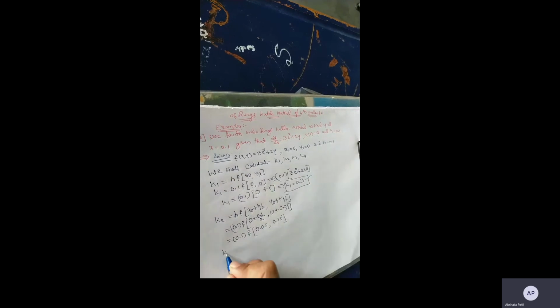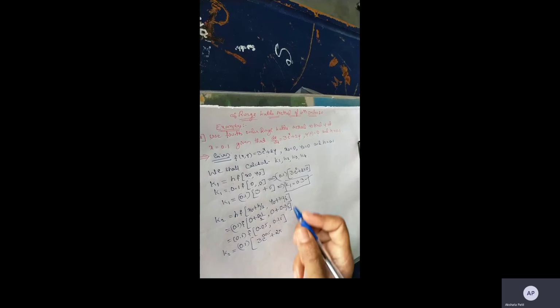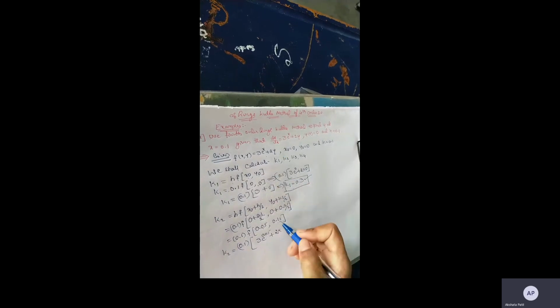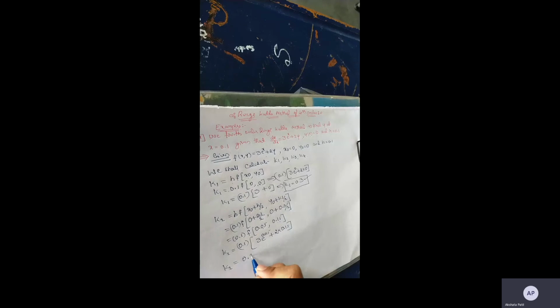So you will get k2, which is equal to 0.1 into 3 into e raised to x0, means use 0.05 plus 2 into y0, means use the value here, y naught value, so that is 0.15. Now simplified, you will get k2, which is equal to 0.3454. Okay, so this is our k2 value.